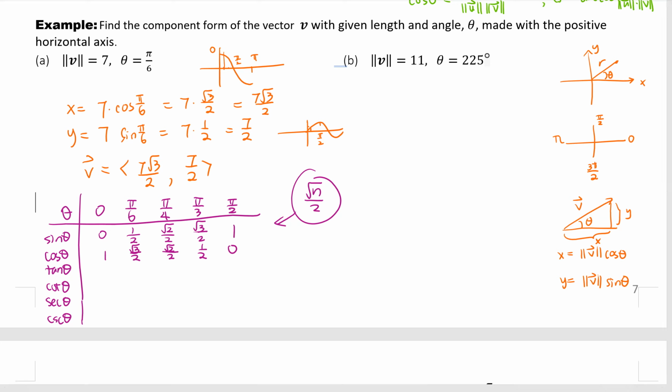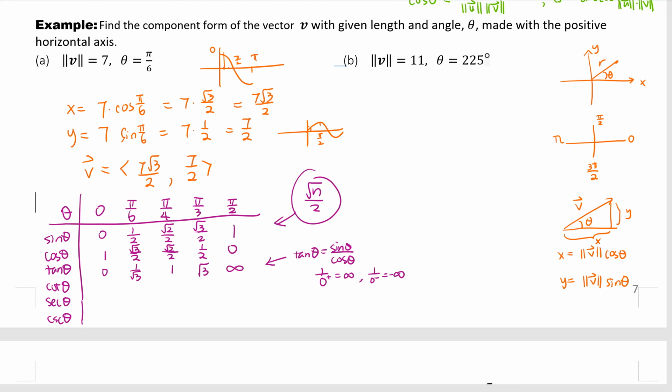And then how do we figure out tangent? Well, tangent is sine over cosine. 0 over 1 is 0. 1/2 over root 3 over 2, the 2 cancel, so 1 over root 3. Root 2 over 2 over root 2 over 2 is 1. Root 3 over 2 over 1/2, the 2 cancel, we get root 3. And 1 over 0 is undefined, but 1 over 0 plus gives us infinity, and 1 over 0 minus gives us negative infinity.